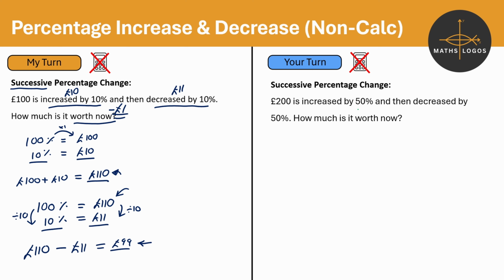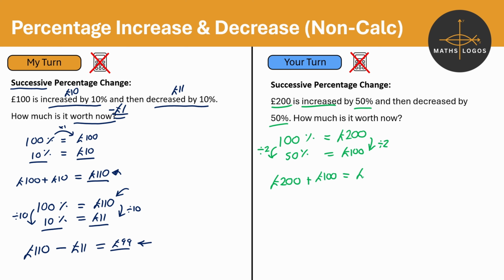So £200 is increased by 50% and then decreased by 50%. How much is it worth now? So we say that 100% is the £200. And we want to work out 50% of that. Well, we divide by 2 to do that. So we divide 200 by 2 to give us £100. And the £200 is increased by this. So the £200 has been increased by £100 to give us £300.